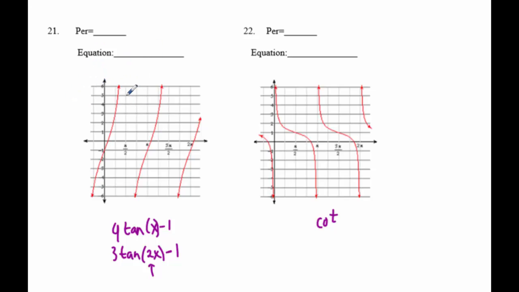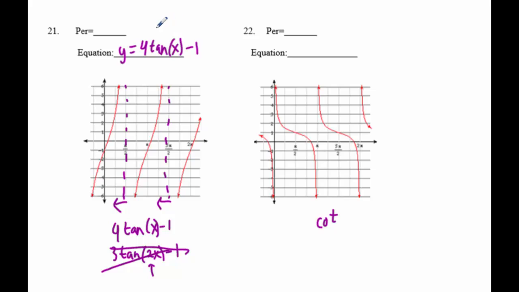So the fastest way to come up with this is to look at our asymptotes here, at pi over 2 and 3 pi over 2, and ask, is that where the asymptotes normally are for tangent? Because that's where they normally are, I did not horizontally shrink this. So it has to be the first one, where there's no horizontal shrink. If I had a 2 in front of x, these asymptotes would be moved in closer to the y-axis, because there would be a horizontal shrink. So it has to be 4 tan x minus 1.